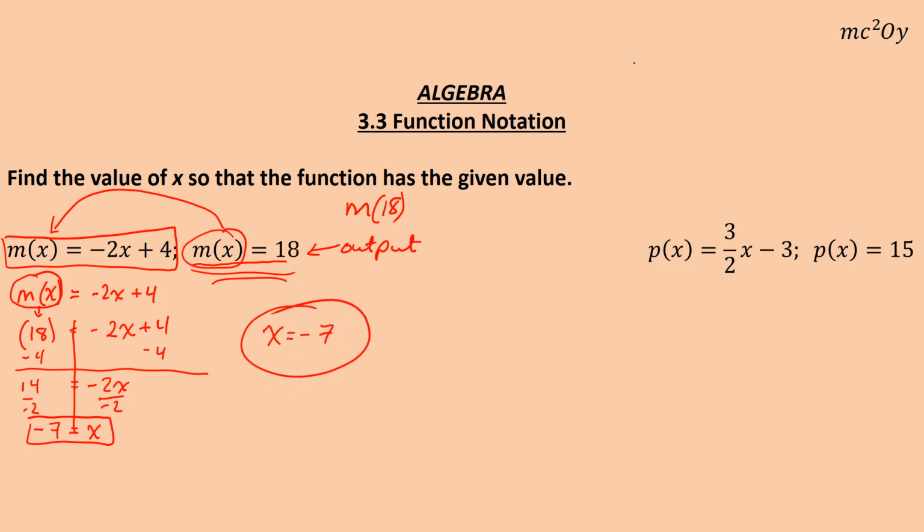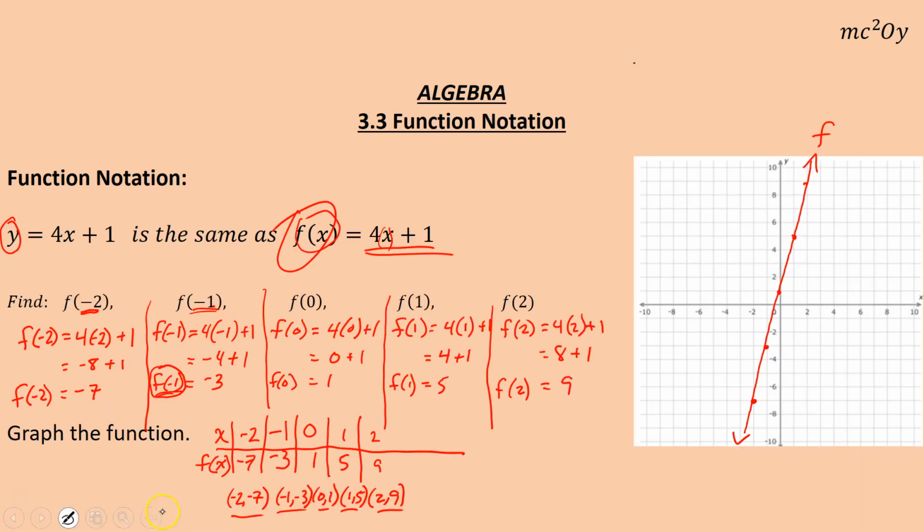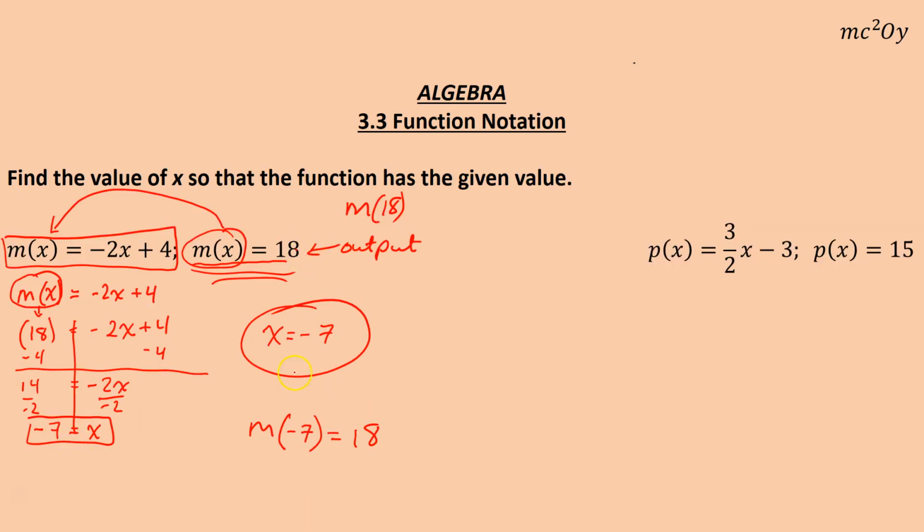To make a connection so you might understand a little better, this says that if I had an input of negative 7, I would get an output of 18. That's really what you just found. So it's almost doing the opposite of what you were doing on this page. Here you were given an input and you found an output. Here you're given an output and you found the input.